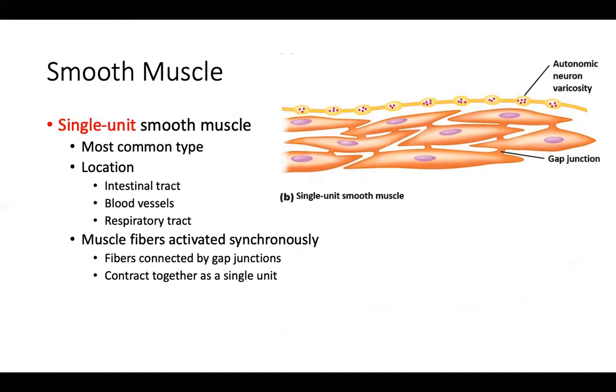So single unit is the most common type, most abundant throughout the body. Common locations are the intestinal tract. We also see them lining our blood vessels. We also see them lining the respiratory tract in some areas. And these are activated synchronously. So once we activate or depolarize that top layer, the impulse can spread throughout the entire muscle because of the gap junctions and these cells communicating to one another. All right. So they will contract as a single unit when that neural signal is received.